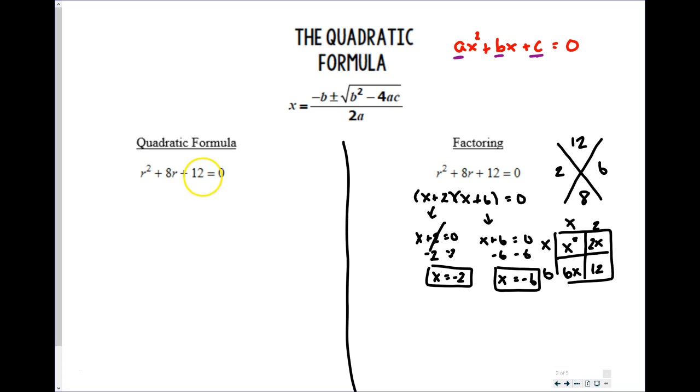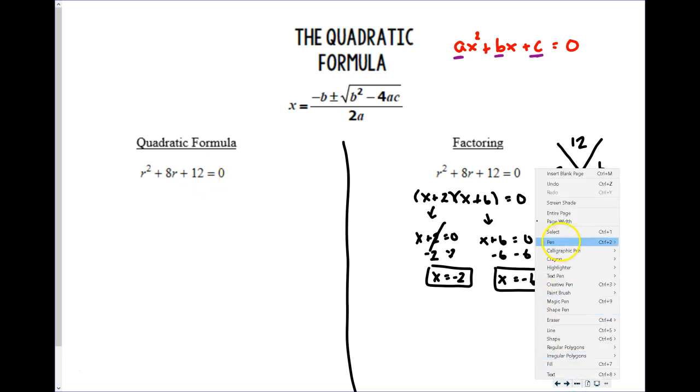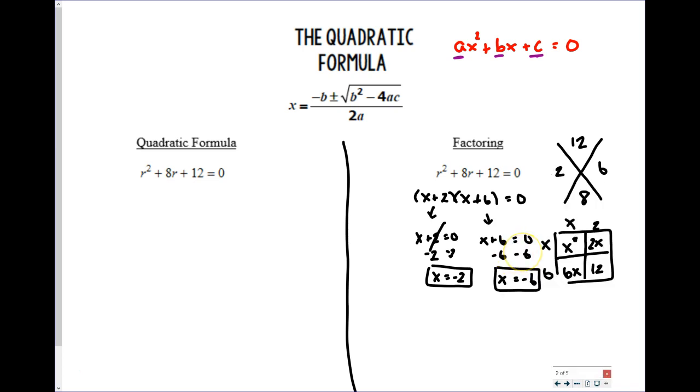So if I use the quadratic formula, I should get answers of negative 2, negative 6 if I do it correctly. Okay, that's one way you can check your work, is you could try and factor it. So here's how this works. The first thing I'm going to do is label a, b, and c.